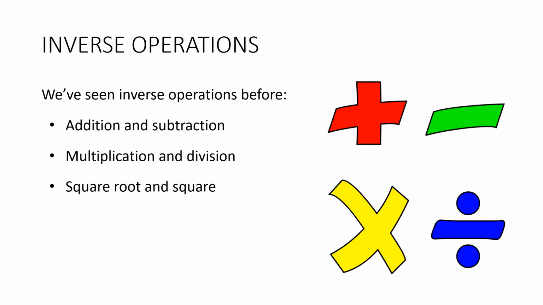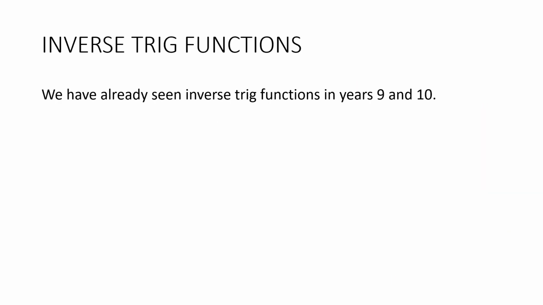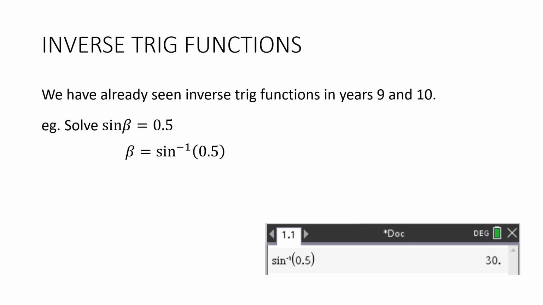Now we've seen inverse operations before. Addition and subtraction undo one another. Multiplication and division undo one another. And to a certain extent, square root and square undo one another. You've also seen an inverse function before with trigonometry in years 9 and 10. If you wanted to solve sine beta equals 0.5, you would find inverse sine of 0.5 on your calculator, and that would give you 30 degrees.